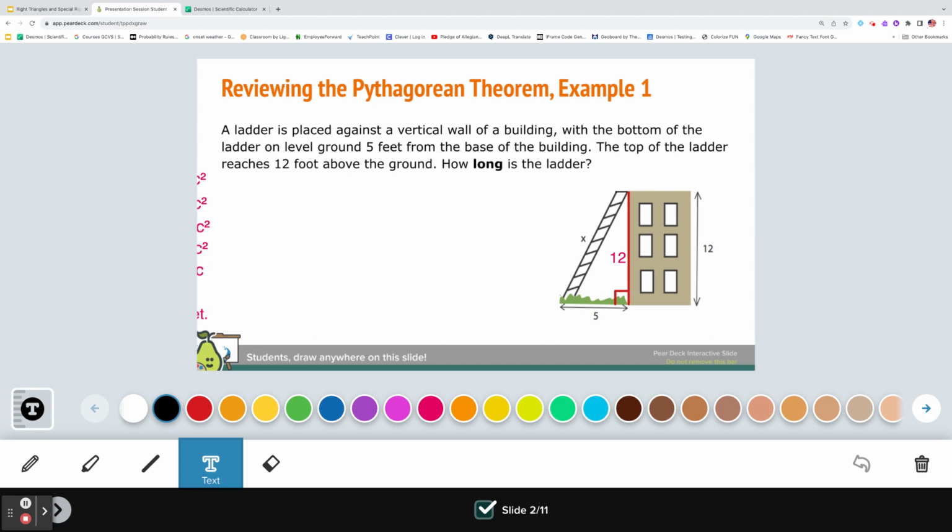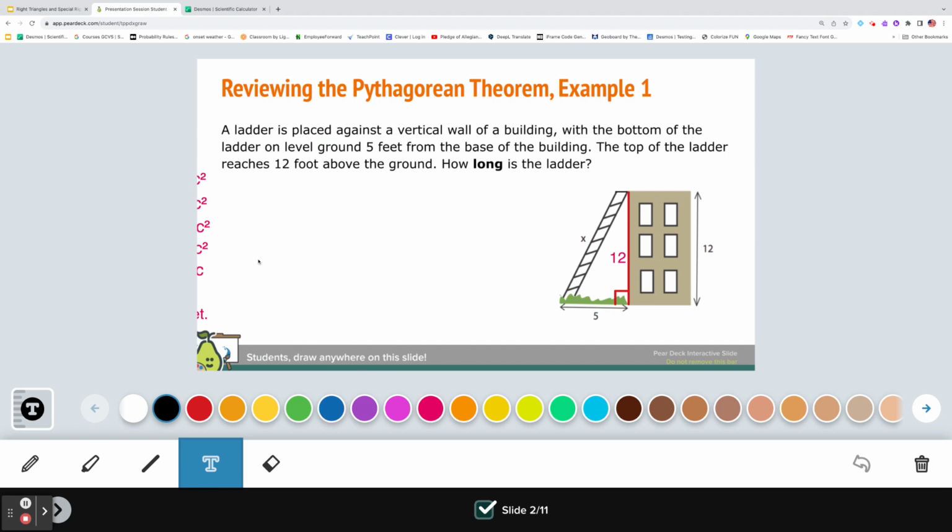on level ground 5 feet from the base of the building. The top of the ladder reaches 12 feet above the ground, and the question we have to answer is how long is the ladder? Now, whenever we have a contextual problem like this, it's a good idea to sketch out a picture. And when we sketch that picture, we realize that we are talking about a right triangle because the building and the ground are perpendicular, and we are looking for the length of the ladder, which can be called the hypotenuse of this right triangle.